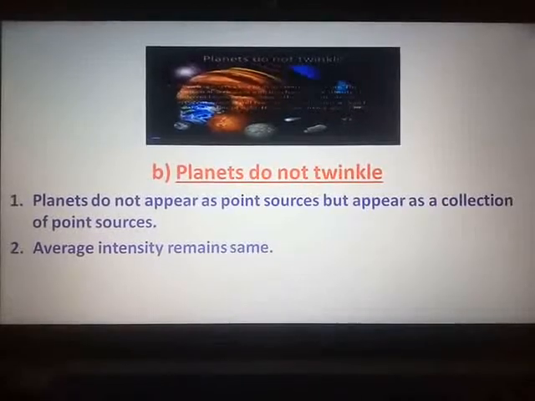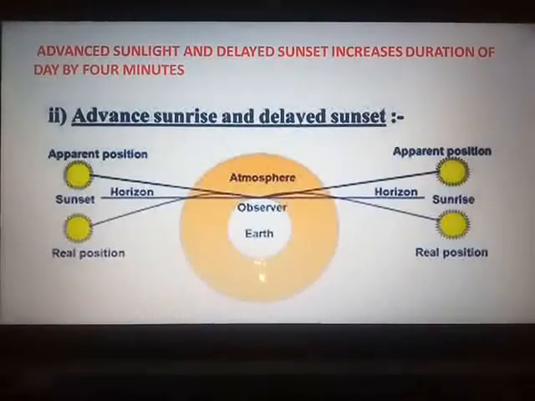And the last effect we have seen is about the advanced sunrise and delayed sunset, which increases the duration of day by 4 minutes. So up till here we have completed in our previous session.